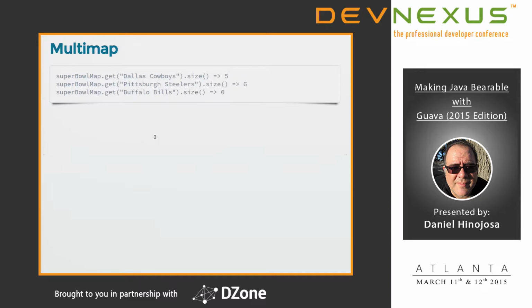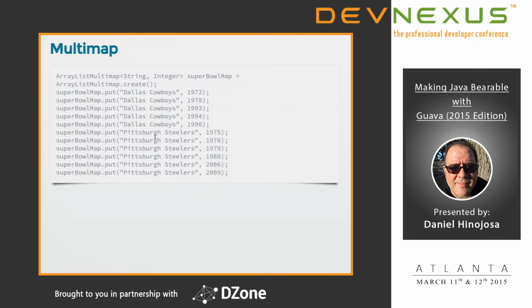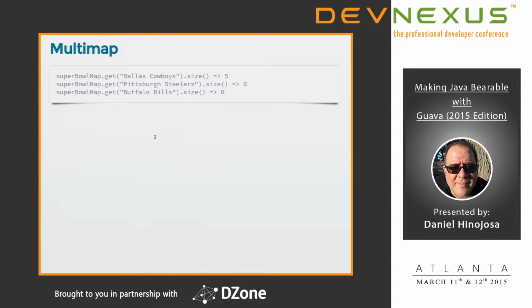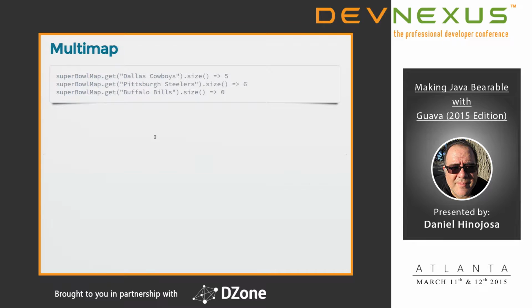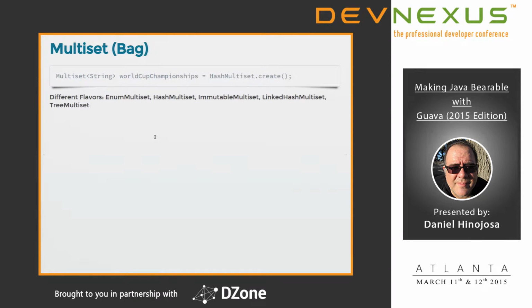So given a Super Bowl map, Dallas Cowboys.size, that will return 5. If I call Super Bowl map.get Pittsburgh Steelers size, that will return 6. And here's the thing. Nowhere in here did I add Buffalo Bills. I've never given this presentation in Buffalo. So I'm sure I'd break some hearts here. But if I call get Buffalo Bills dot size, that returns 0. But again, I never explicitly added it here. It does all that extra stuff for me. Okay, so that's a really nice thing to have.